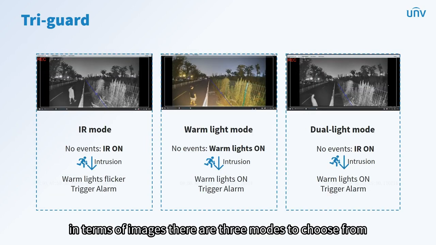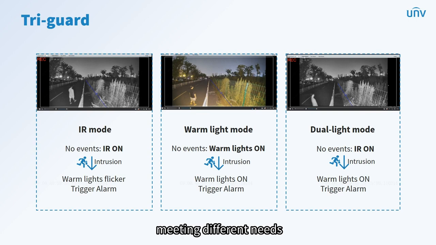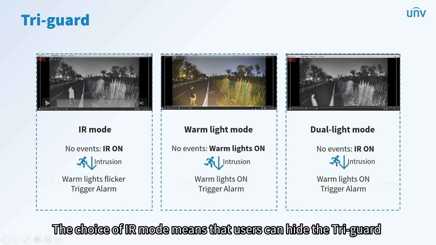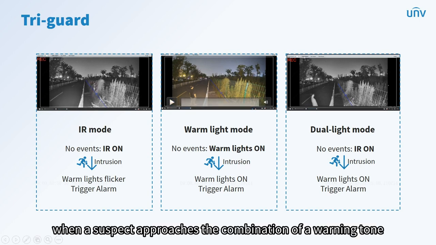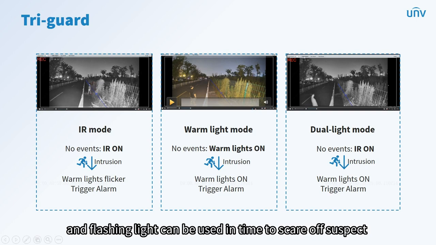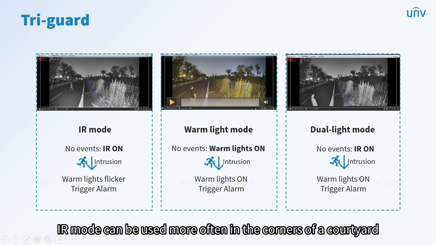In terms of images, there are three modes to choose from: IR mode, warm light mode, and dual light mode, meeting different needs. The choice of IR mode means that users can hide the TriGuard in an undetectable corner. When a suspect approaches, the combination of a warning tone and flashing light can be used in time to scare off a suspect who is attempting to commit a crime. IR mode can be used more often in the corners of a courtyard.